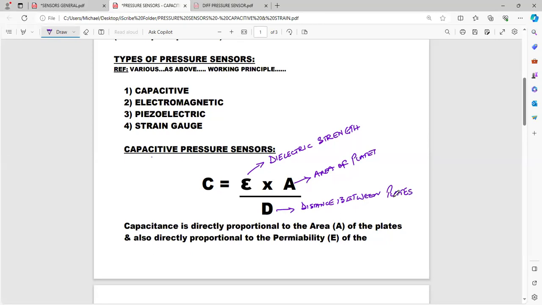Okay, so as you can see here, if any one of these three parameters changes, your capacitance will either increase or decrease. If the distance between the plates increases, your capacitance is going to decrease. If epsilon and A increase, your capacitance is going to increase. So keeping that in mind, let us see the capacitance type of pressure sensor. Hope everybody's taking a screenshot of this.